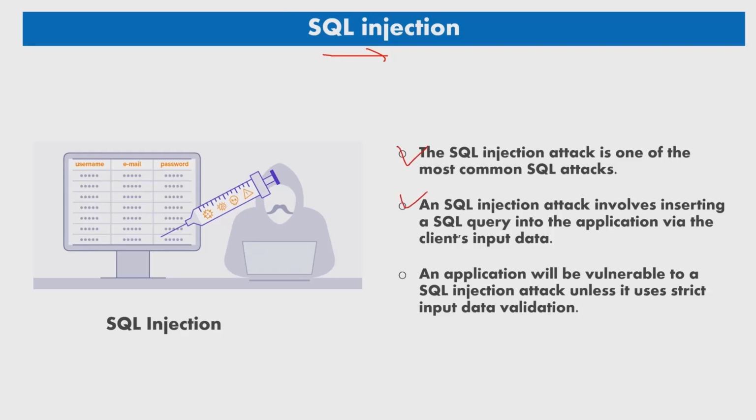So, an SQL injection attack involves inserting an SQL query into an application via the client's input data. A successful SQL injection exploit can read sensitive database data, modify database data, perform database administration operations, and in some cases, issue commands to the operating system. An application will be vulnerable to a SQL injection attack unless it uses strict input data validation. An attacker could use a maliciously crafted input string to trigger an SQL injection attack if an application accepts and processes user-supplied data without any input data validation.